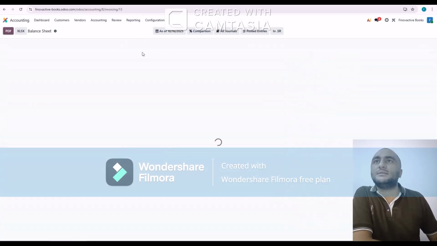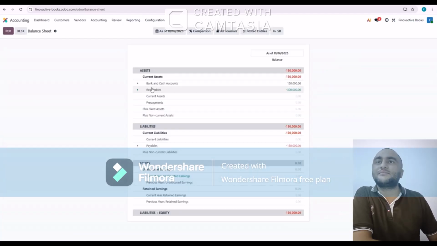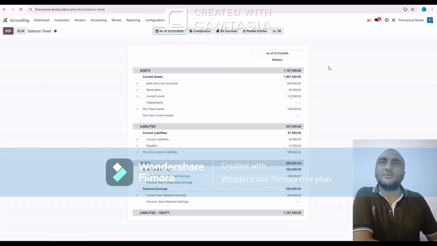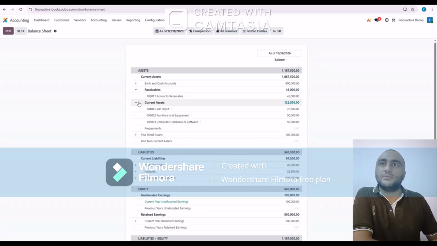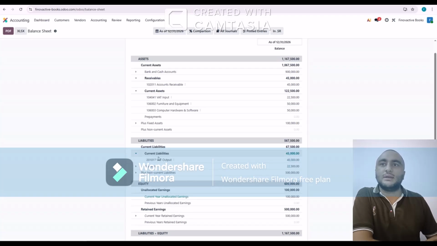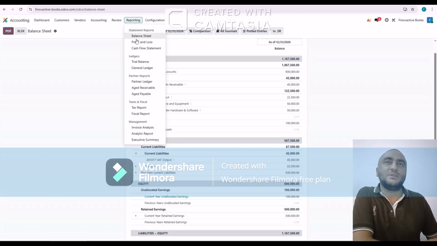So here you can see in the balance sheet, not in the income statement. In the balance sheet we can see for 2026 the VAT input, 22,500. As we calculated in Excel, we have total input tax and total output tax here, 45,000. And how much we have to pay is the difference between these.